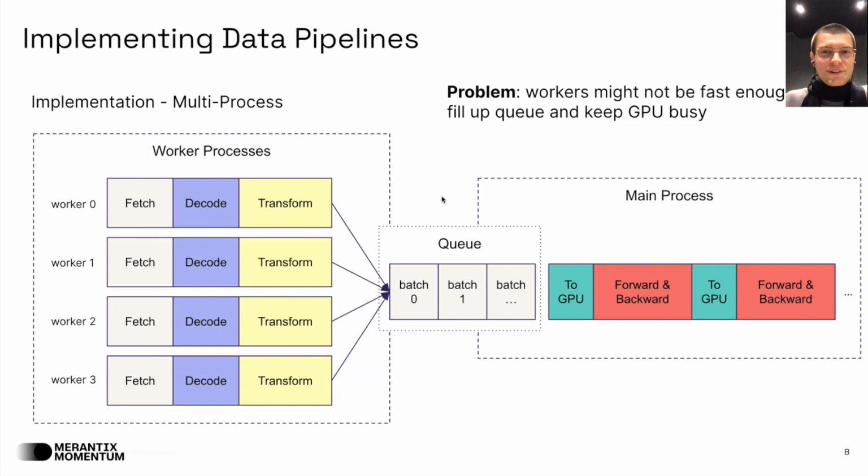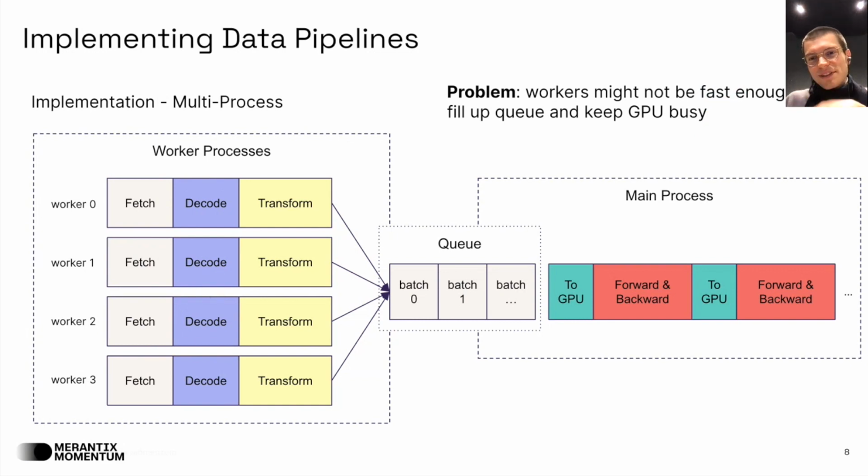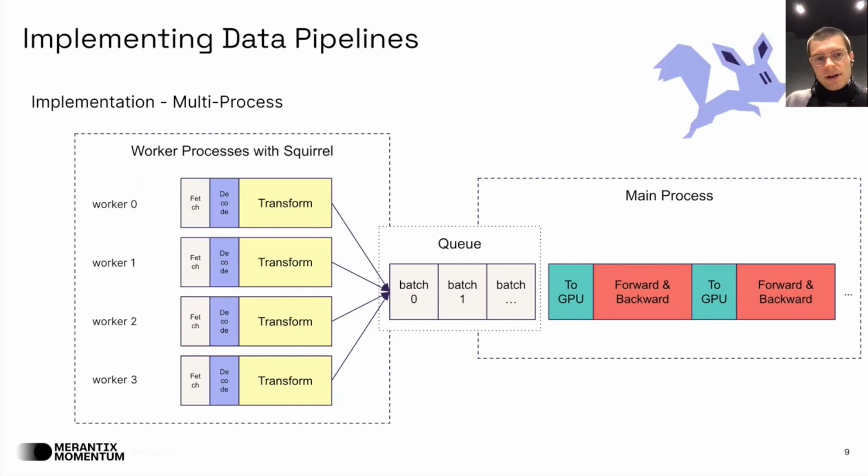So enter Squirrel. One goal of Squirrel is to reduce the fetching and decoding time in the worker processes. If you go from the first slide to the second slide, you can see that we are reducing the time it takes for the data to be fetched and decoded. That also means we get a queue that is filled up more quickly. And that in turn means that we have a busier GPU, all other things being equal.